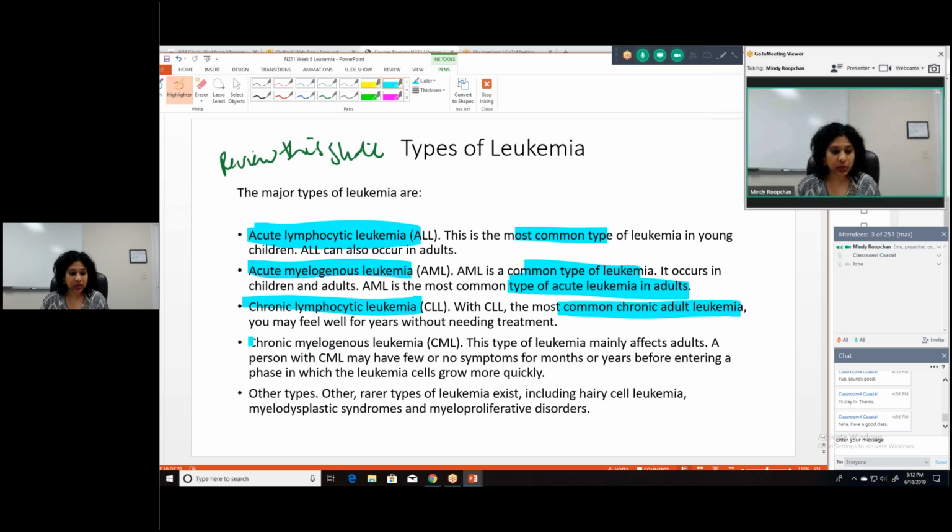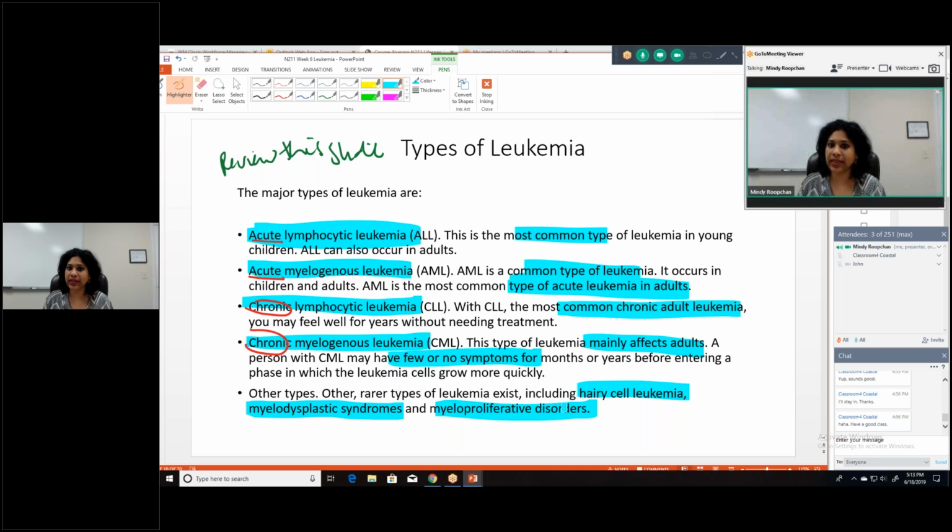Chronic myelogenous leukemia, CML, affects adults mainly, but a person that has it may have few or no symptoms for months or years. See the words right here, guys. Chronic, acute. That should tell you right away, are they having symptoms right now? Or can they live with it for a while? And then other rare types of leukemias exist. We have hairy cell leukemia, myelodysplastic syndrome, and myeloproliferative disorders. So just be aware that they exist.